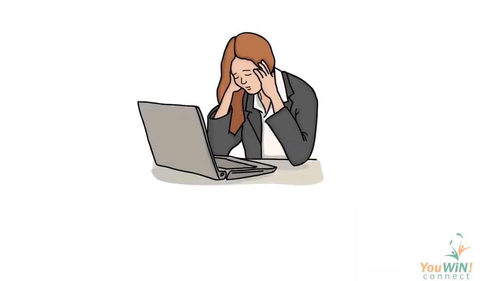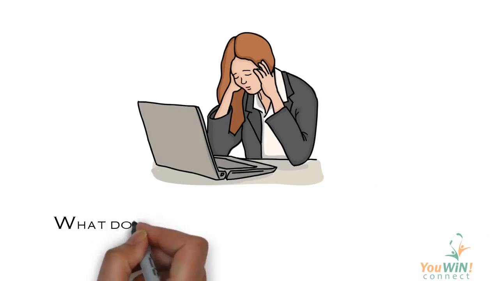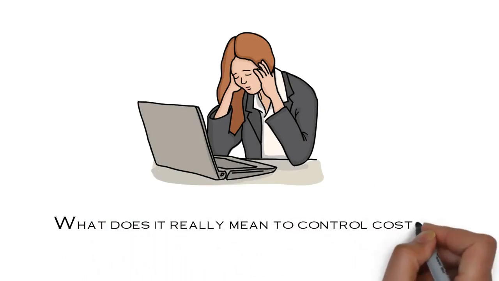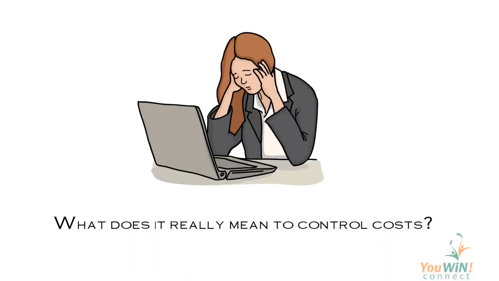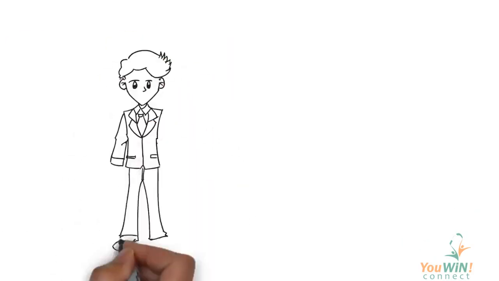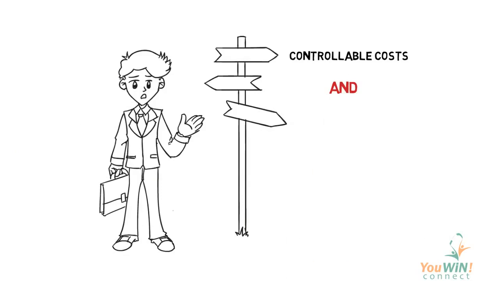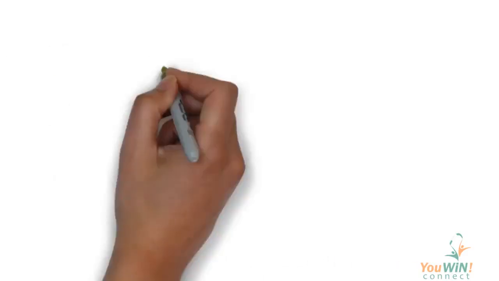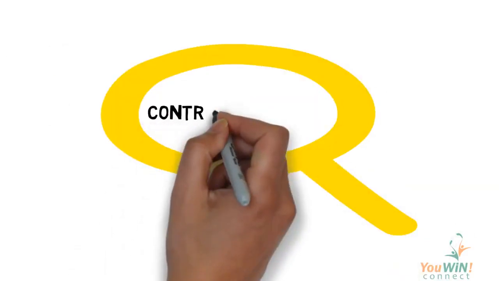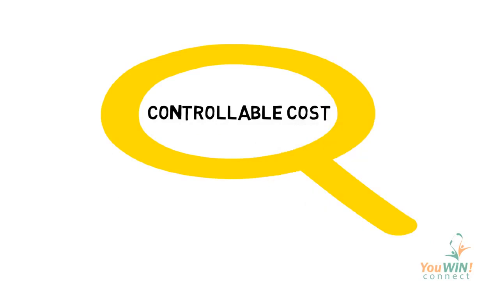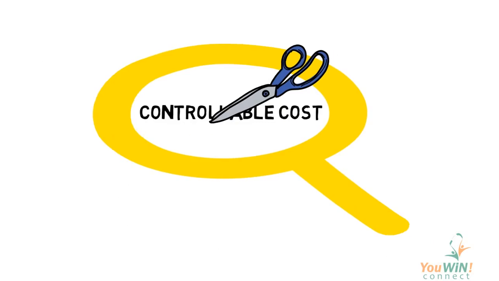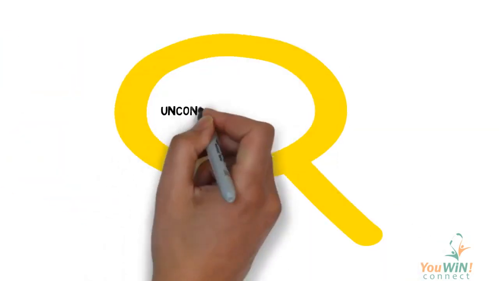This leads us to the second session. What does it really mean to control costs? In order to control costs, we must first identify controllable costs and uncontrollable costs. What do you do about controllable costs after you have identified them? We reduce them. What do you do about uncontrollable costs after you have identified them? You report them.